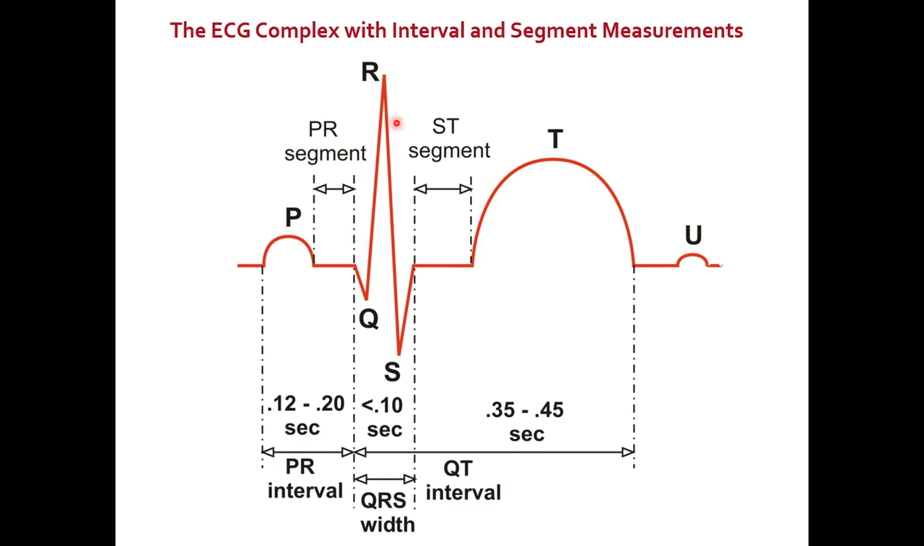So the first positive deflection is the R wave. The second negative deflection is basically the S wave, and from this point to the start of the T wave is called the ST segment. Okay. So this is the PR interval and this is the ST segment, and this is the T wave. The ST segment is followed by a T wave.